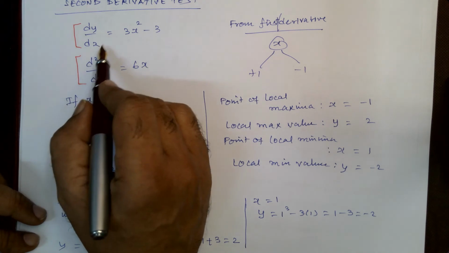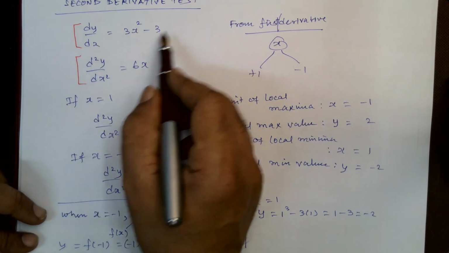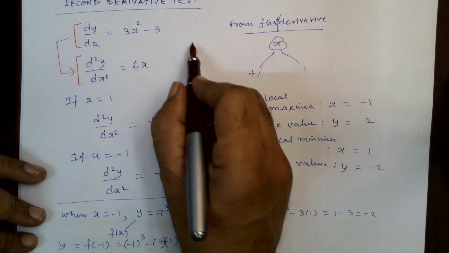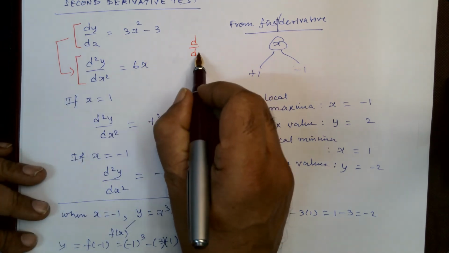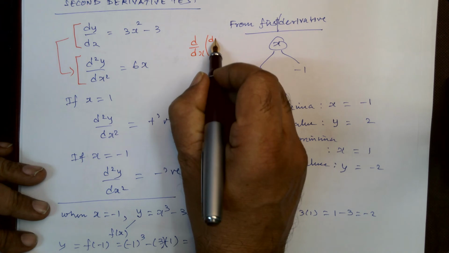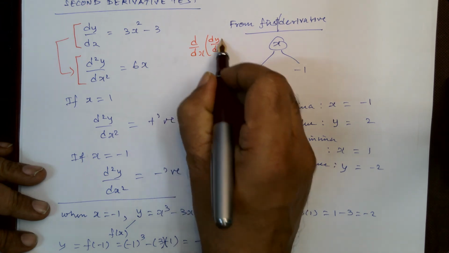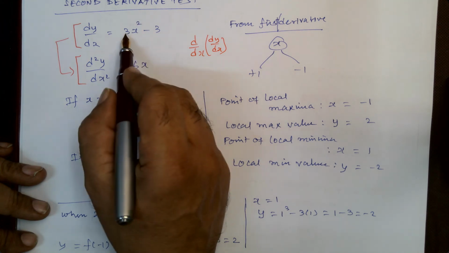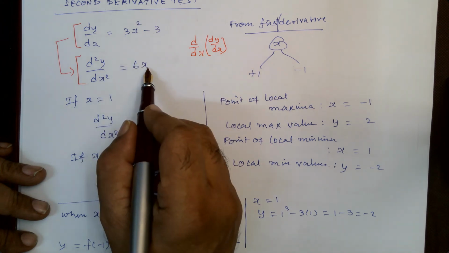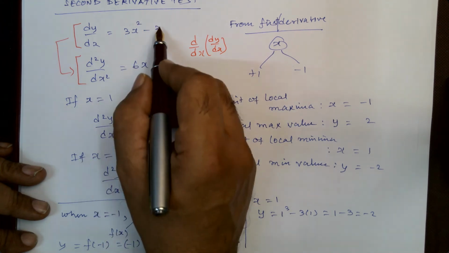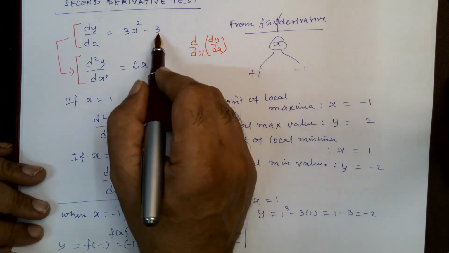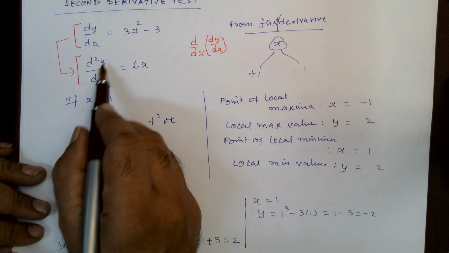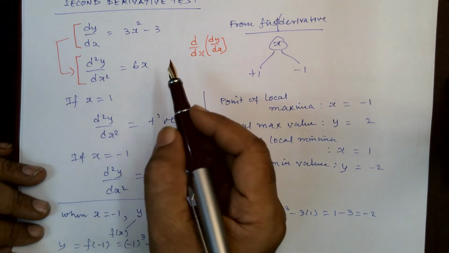So dy by dx is equal to 3x squared minus 3, and I am proceeding with second order differentiation. Second order differentiation is nothing but d by dx of dy by dx. So we get d squared y divided by dx squared. So 3 into 2, 6x, and since the constant is isolated, on differentiation it becomes 0. You can ignore it. Now d squared y divided by dx squared is equal to 6x.